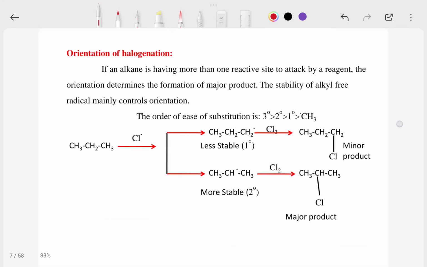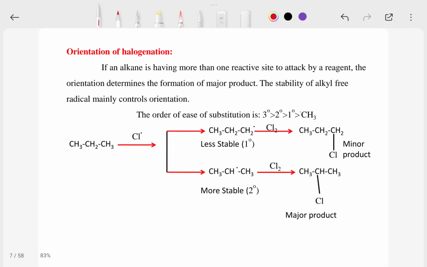Then orientation of halogenation, that means where the halogen atom is attached. For example, if the halogen atom combines with a hydrocarbon and two or more products are possible, which one is the major product and which one is the minor product, and where the halogen atom is predominantly attached, that is called orientation. For example, I am taking propane.